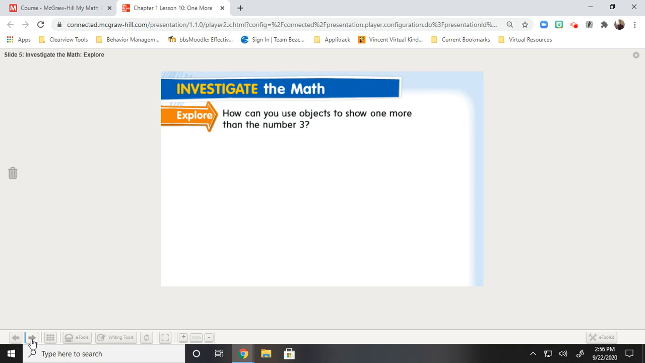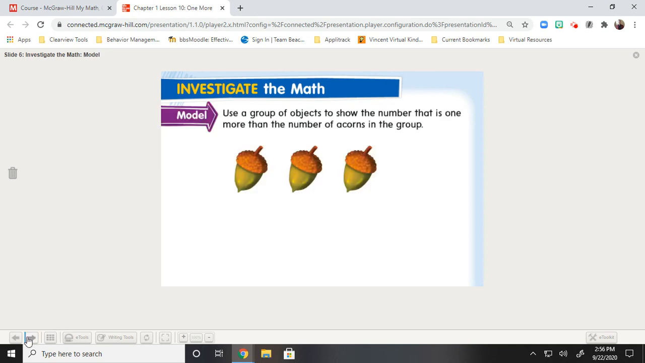We need to investigate. How could you use objects to show one more than the number 3? Let's take a look. Here we have 3 acorns. And what we can do is show another group of objects, but with one more. Since we've seen less than and we've seen more than, we can show those in our groups.